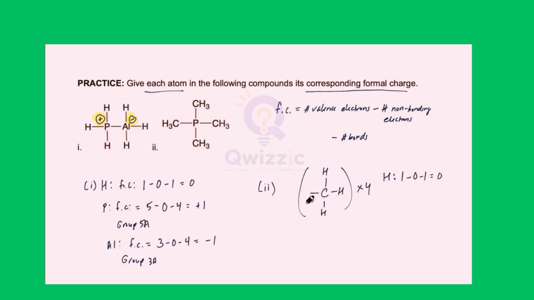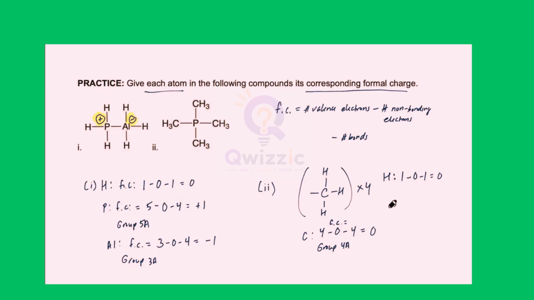Now let's look at the carbons. Again, every carbon here is in the same situation. All 4 carbons are part of a methyl group, so they have 3 bonds to hydrogen and 1 bond to phosphorus. So for carbon, well, that's in group 4A, and carbon is one that we definitely should just know in organic chemistry. So 4 valence electrons, minus 0 non-bonding electrons, minus 4 bonds for each of them. So we have a 0 formal charge on the carbon.